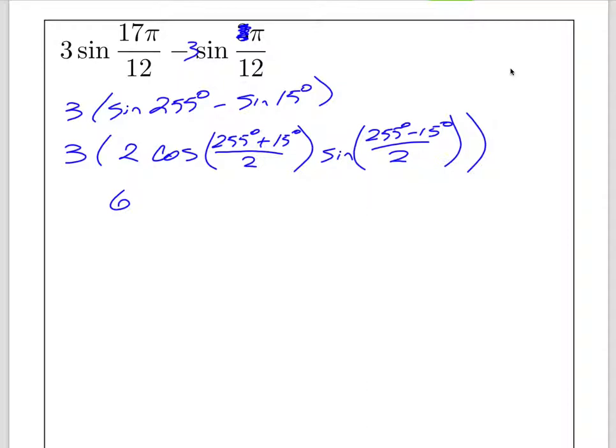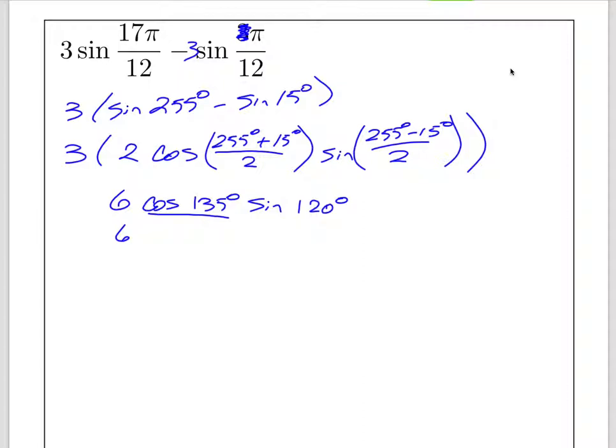Alright, so 255 plus 15. 270, and 270 divided by 2. 135. Alright, 255 minus 15. 240 and 240 divided by 2. 120. So now I want to evaluate each of those.